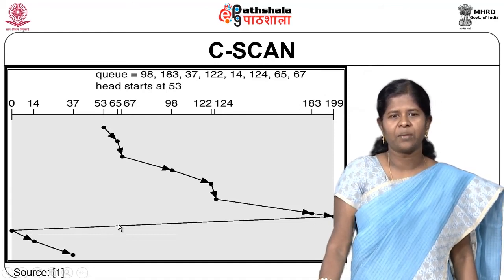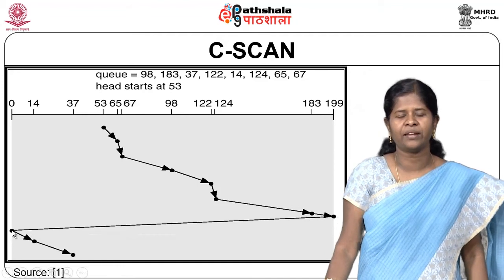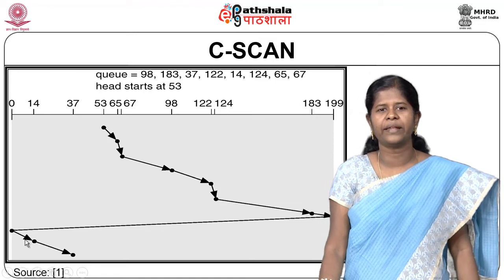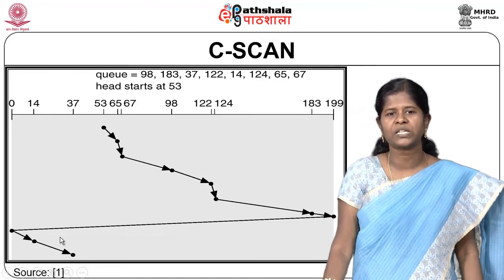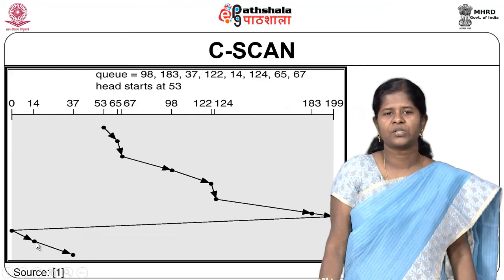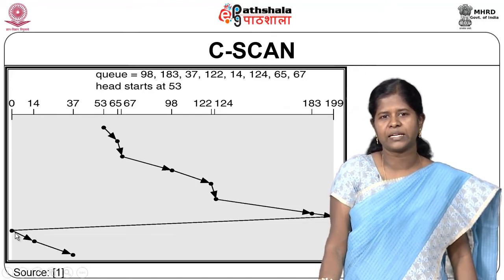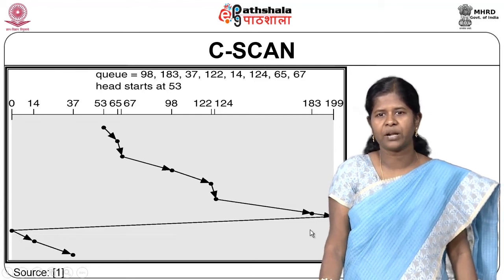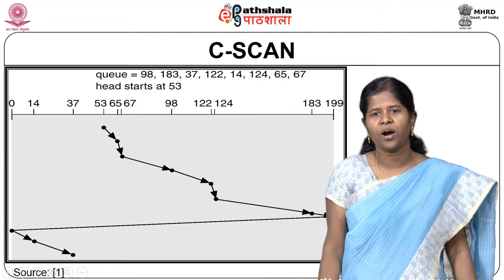Very similarly, when you are coming to this side, you can find that from 0 to 14 there are no requests, but still the head moves from 0 to 14 because it had moved from 199 to 0 and then it starts scanning. So, these movements are unnecessary. The movement from 0 to 14 as well as the movement from 183 to 199 are not necessary.